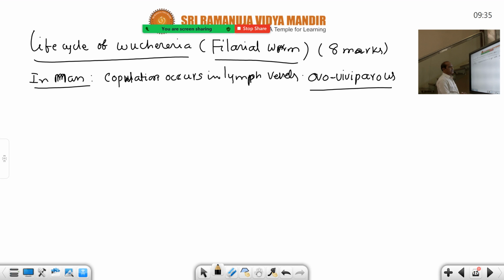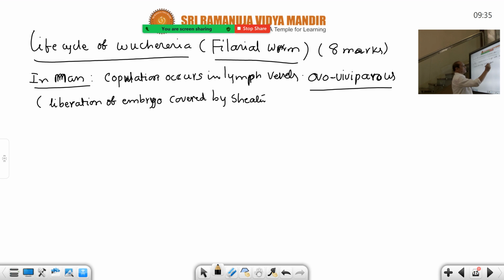So copulation occurs in the lymph vessels. It is ovoviviparous. Ovoviviparous means liberation of the embryo with eggshell, with the embryo covered by a sheath. That sheath is called the eggshell, the modified eggshell. In the bracket you write modified eggshell. This is asked so many times: the sheath of the microfilaria larva. So liberation of larva covered by sheath, that is nothing but modified eggshell. I will draw the diagram also so you can understand.